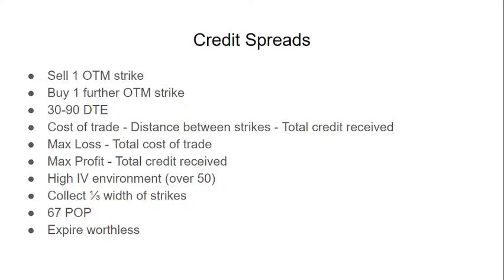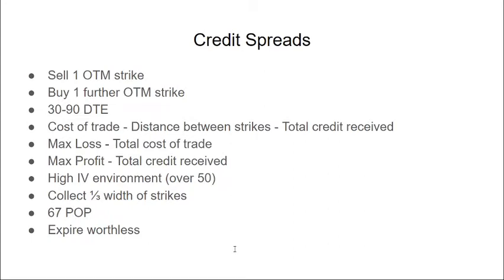So Zoom was at 360 when I got it, somewhere like that. It dropped down to 340 and then came back up to 380, and it would have still expired worthless because it closed at 380, expired worthless, and it would have gotten 100% full profits. And it did get 100% full profits. So that's all for those.